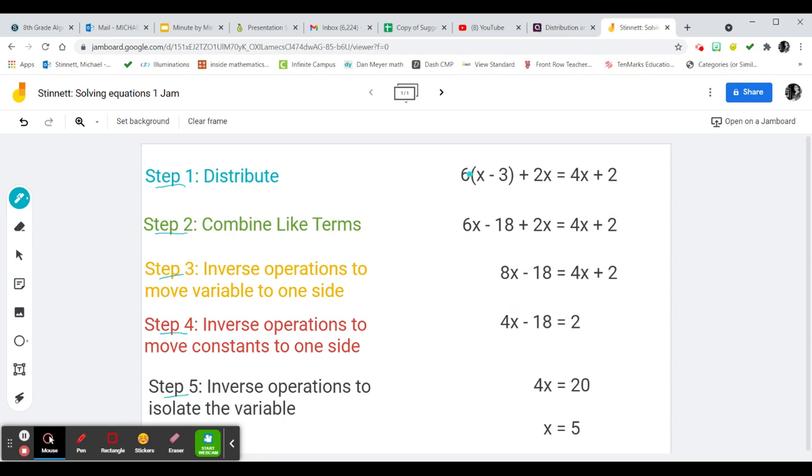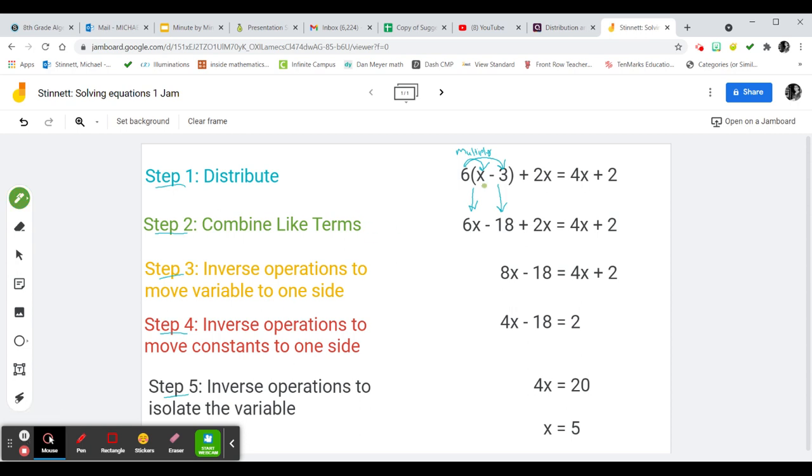So we're going to take our 6 and we're going to multiply it. This is multiplication. We're going to multiply it times the x, and that will give us our 6x. And then we're also going to multiply it times the 3. And this is actually a negative 3. So I really want you to make sure you are thinking about that negative out in front, okay? So 6 times negative 3 gives us the negative 18 right here, negative 18, all right?